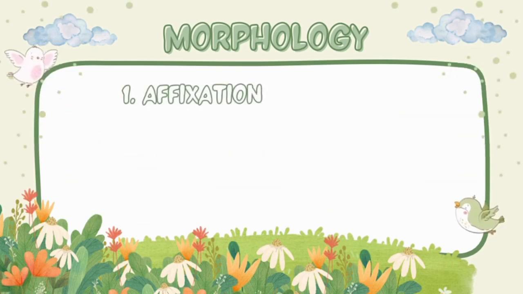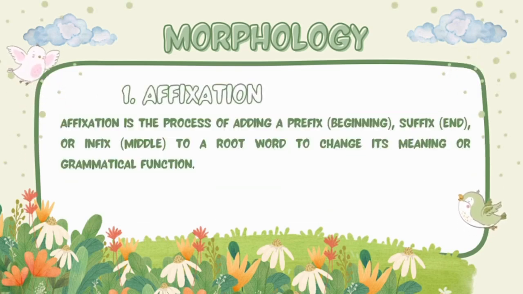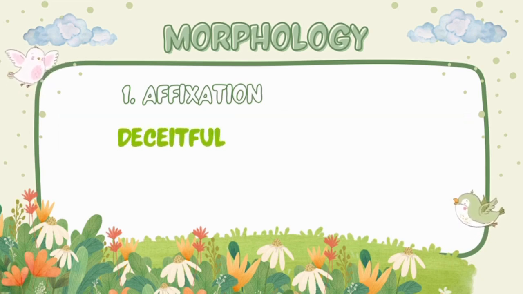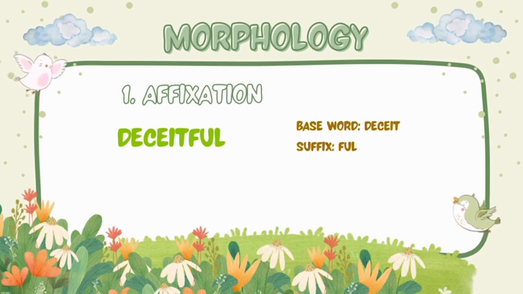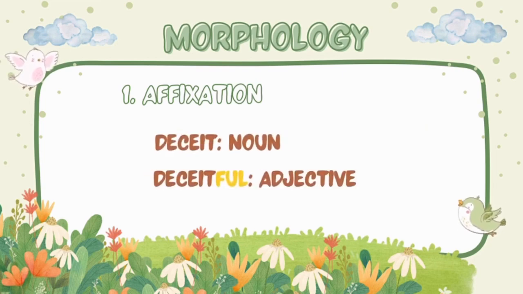Affixation. Affixation is adding a prefix, beginning, suffix, end, and infix, in the middle, to a base word to change its meaning or function. Based on the poem, for example, in deceitful, the base word deceit gets the suffix full to form an adjective meaning full of deceit.